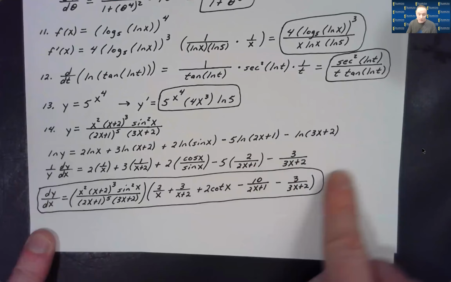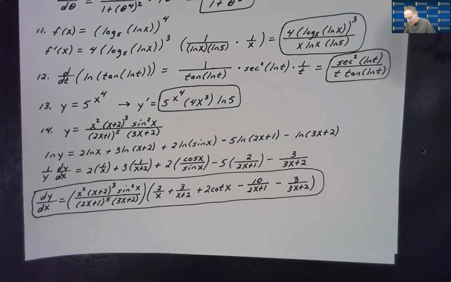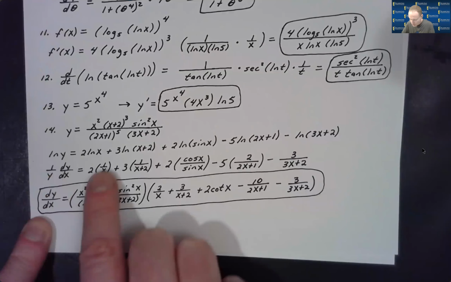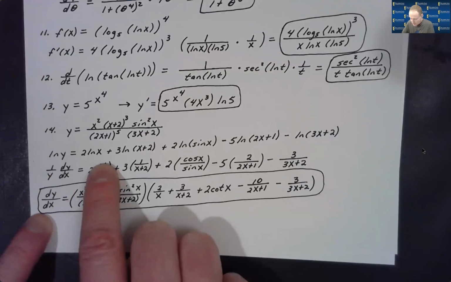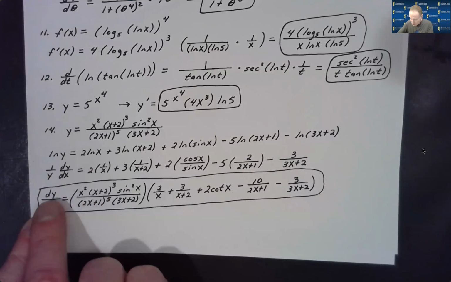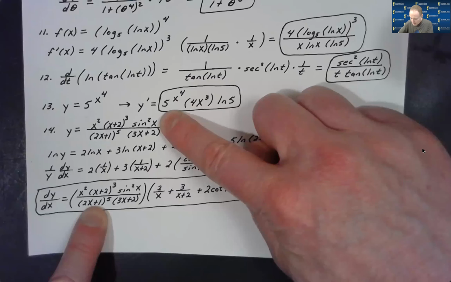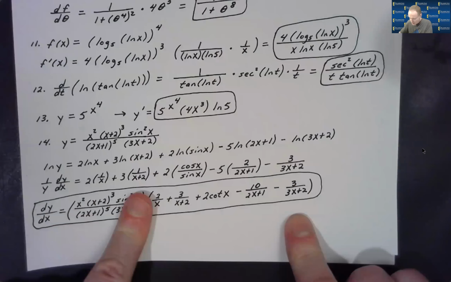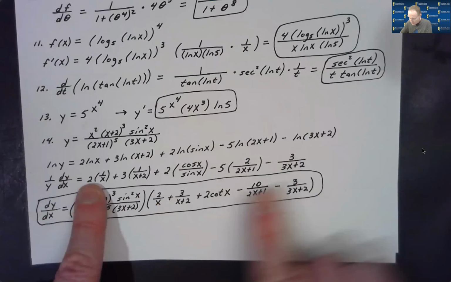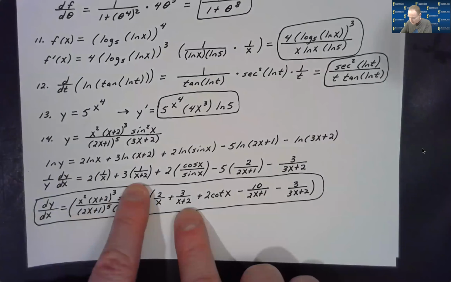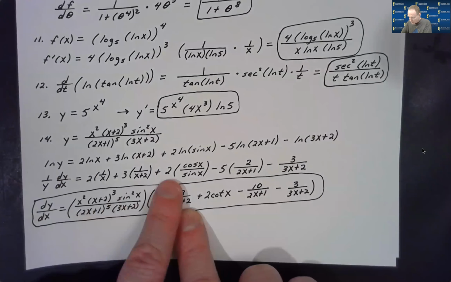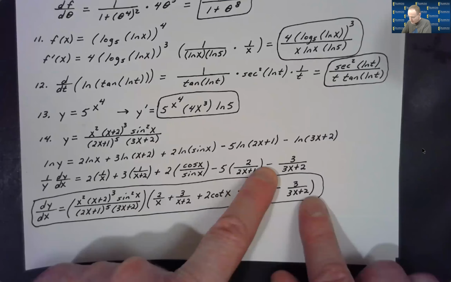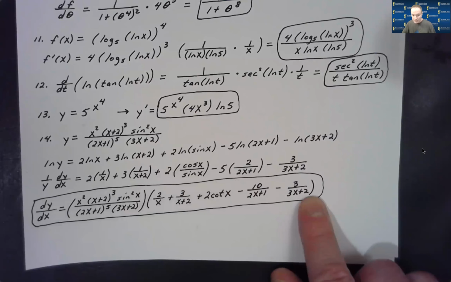I want the final answer solely in terms of x. So dy dx, you would have to multiply y on both sides. Since I want the answer in terms of x, y is just your original function. So dy dx is going to equal the original function times this expression that we just had. And that simplified to be 2 over x plus 3 over x plus 2 plus 2 cotangent x minus 10 over 2x plus 1. And the last term didn't simplify, just minus 3 over 3x plus 2.